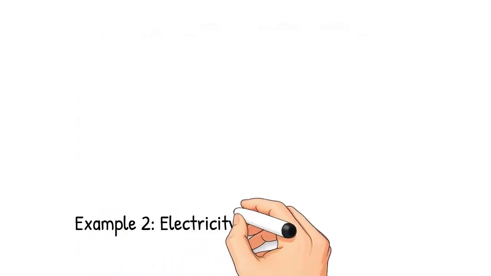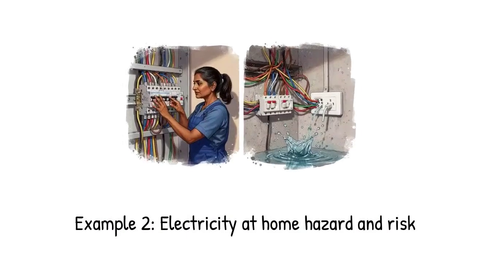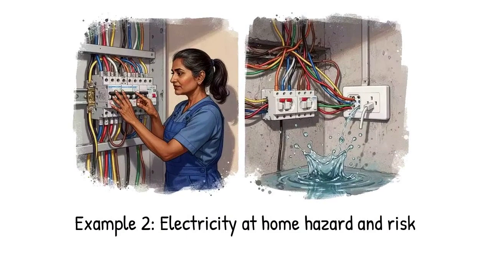Example 2. Electricity at home. Hazard, electrical energy in your wiring. Risk, proper insulation, no overload, and good maintenance mean low risk. Exposed wires, overloaded sockets, or water near outlets mean high risk.